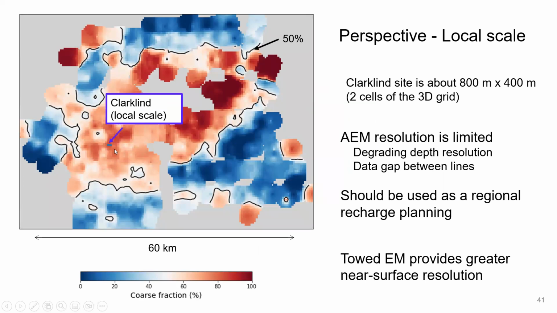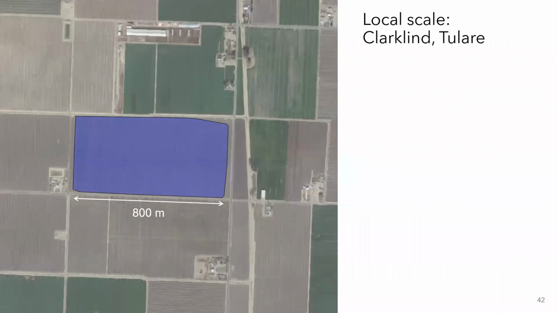So this little blue box is the Clarkland, name of the farm. And that's the scale that you're dealing with. In this scale, those might be a few cells. And I'm not 100% sure, but there might be not even data close enough to that location. So that's where we need some ground-based measurements using TODM, because we need higher resolution in such a case. And that's the local scale example.